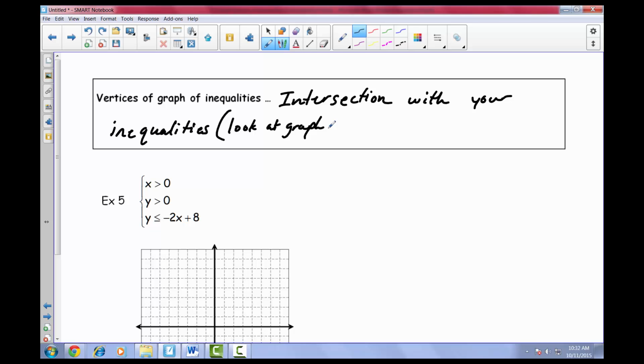Or, if you remember back from our 3-1, 3-2 set of notes, you could algebraically prove where they were crossing by using the elimination or substitution method to prove where they cross.